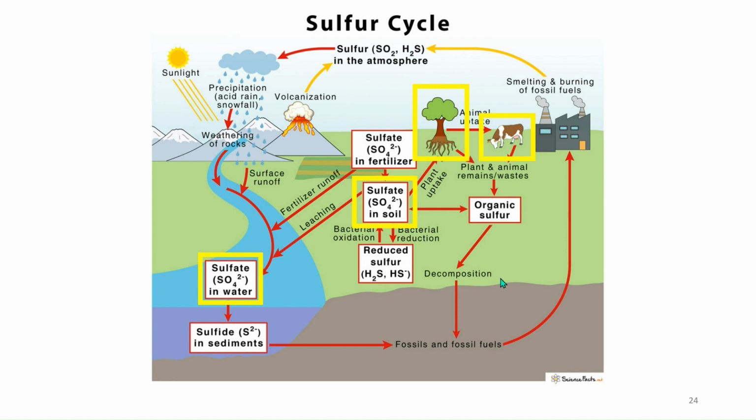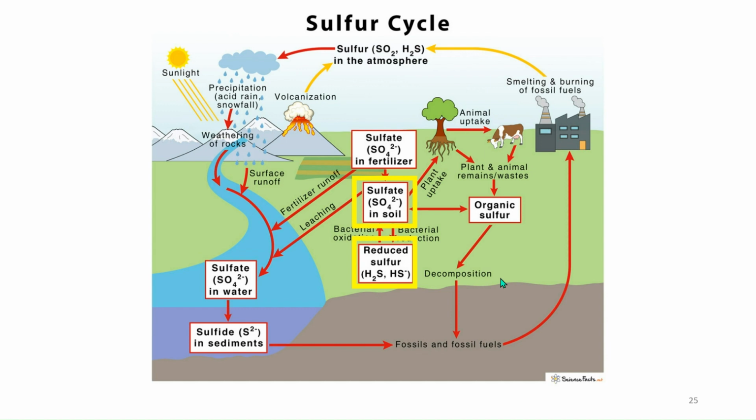But what happens in these anaerobic environments, or these anoxic environments? Well, without oxygen, organisms, these are bacteria, can use sulfate to oxidize organic compounds. And that's what we see here with bacterial reduction of sulfate. Sulfate gets reduced into hydrogen sulfide, or HS or H2S.